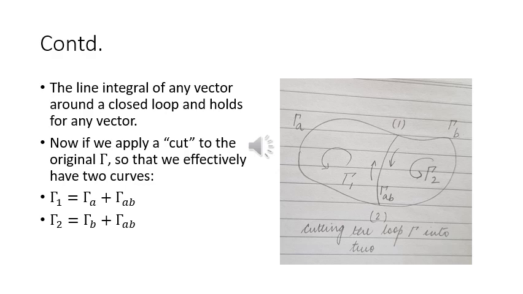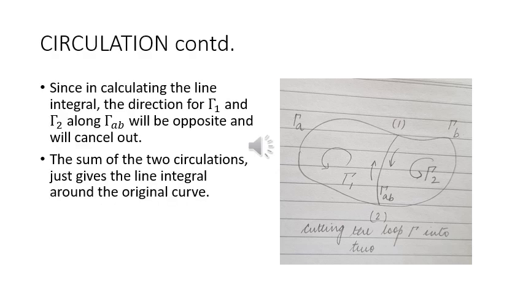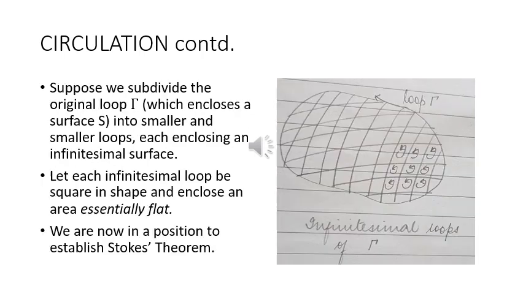Now, if we apply a cut to the original gamma, we effectively have two curves: gamma 1, given by gamma A and a common curve gamma AB, and gamma 2, given by gamma B and the common curve gamma AB. Since in calculating the line integral, the directions of gamma 1 and gamma 2 along gamma AB will be opposite, they will cancel out. So the sum of the two circulations just gives the line integral around the original curve.